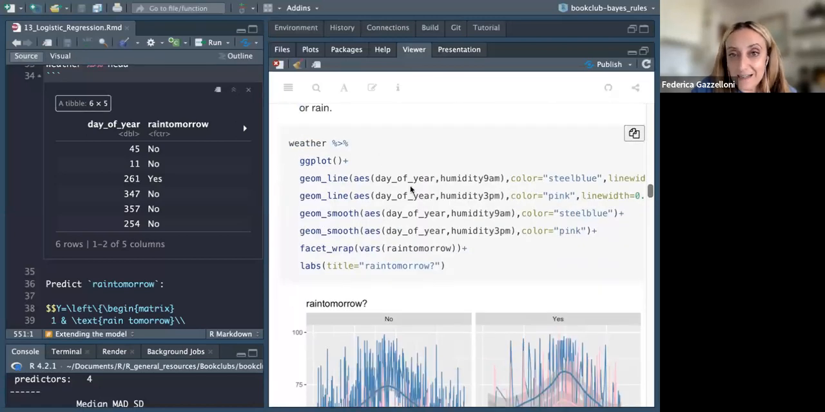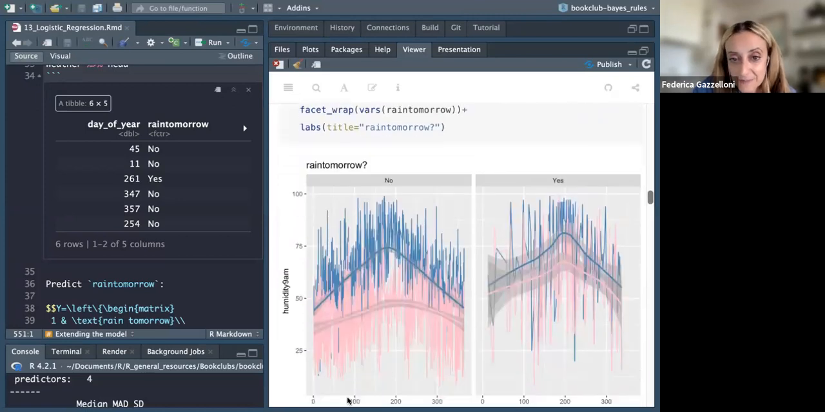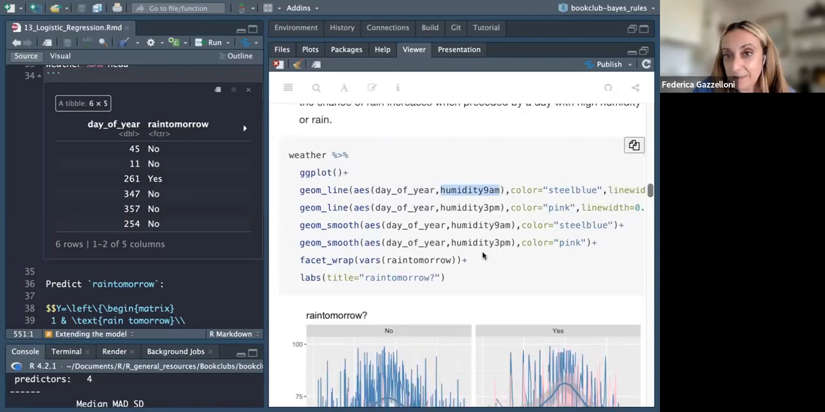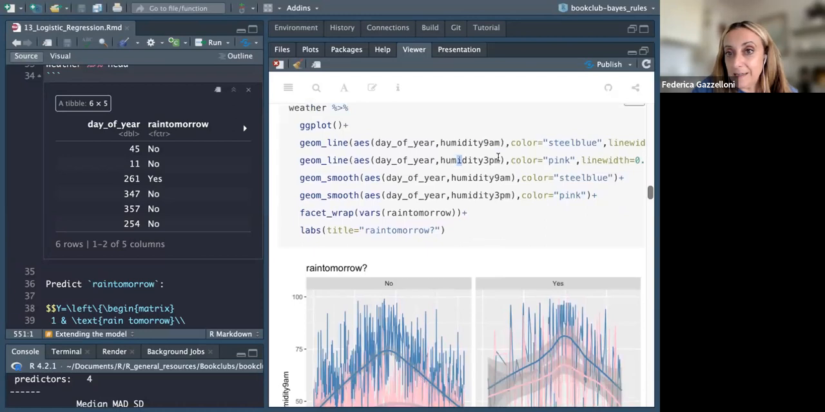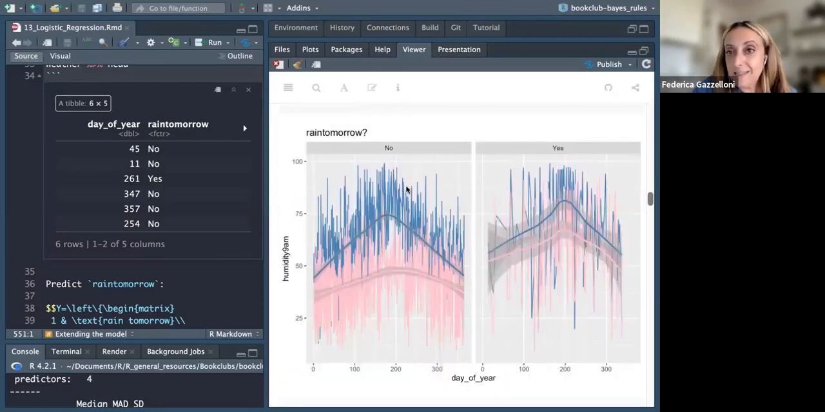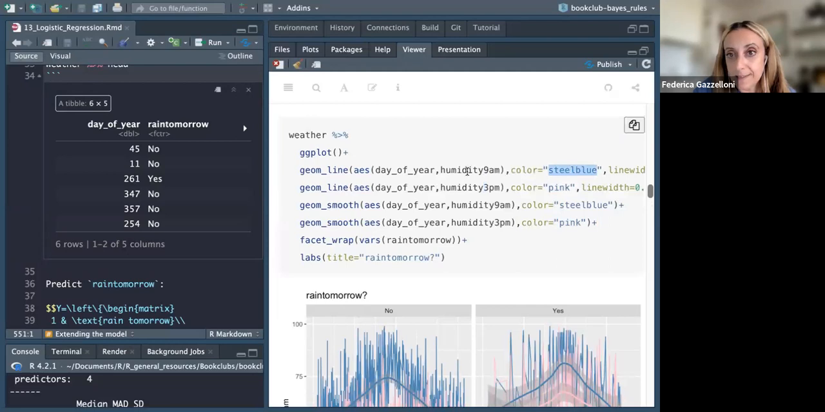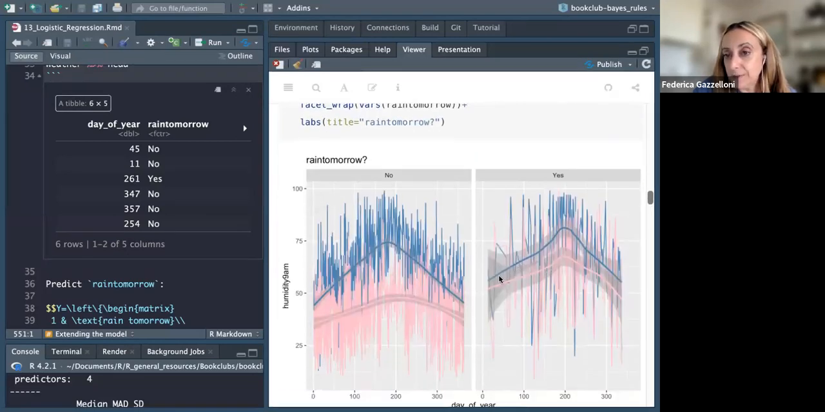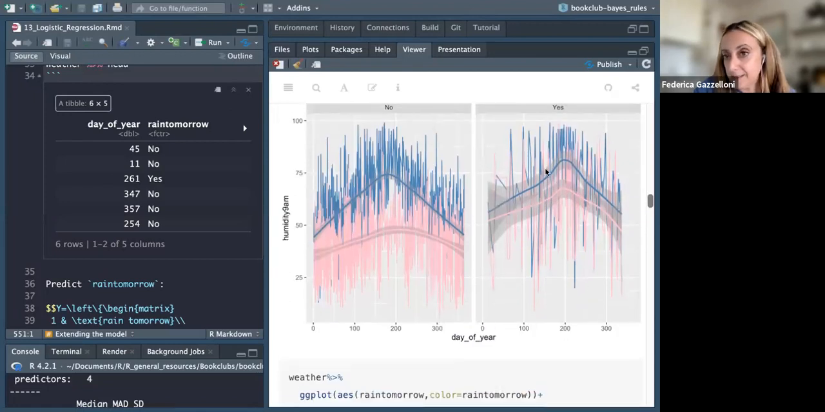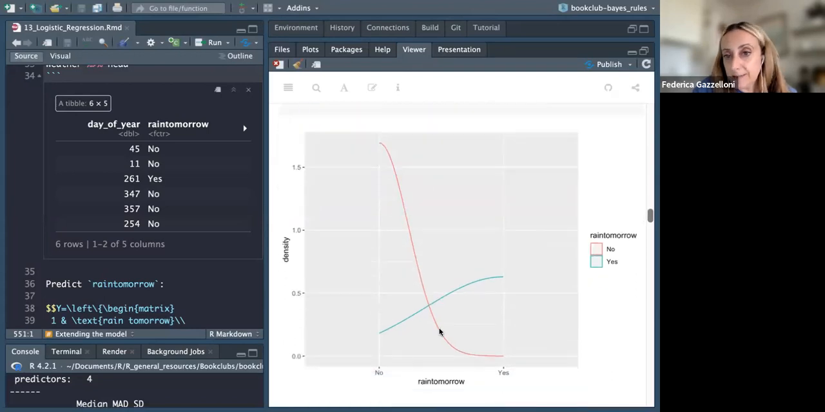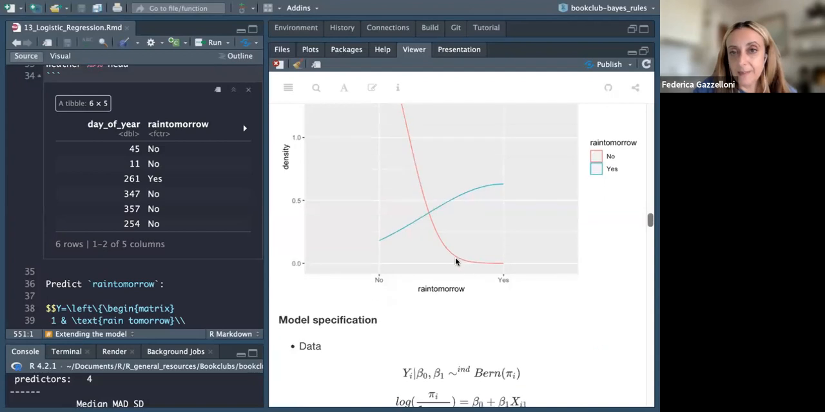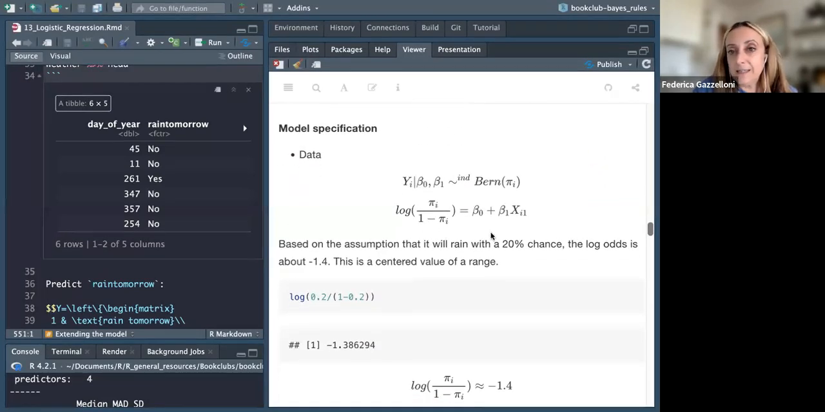Then we can even see, this is day of the year on the x-axis and the humidity at 9 a.m. This is humidity at 3 p.m. So what is the chance that it will rain or not rain tomorrow? This still blue is the humidity at 9 a.m., which looks like a quite normal distribution. We can see that it's sort of bell-shaped if we look at the time series. We can even have a look at the density, but we might want to spend some time on this somewhere else. And finally, we go back to the model.